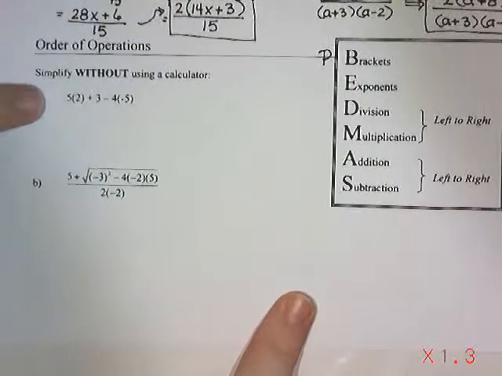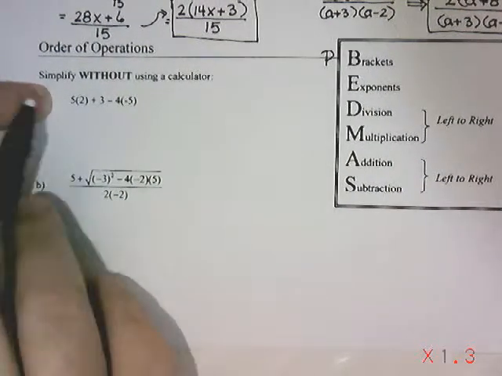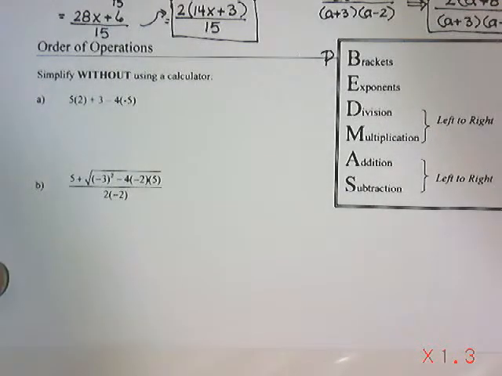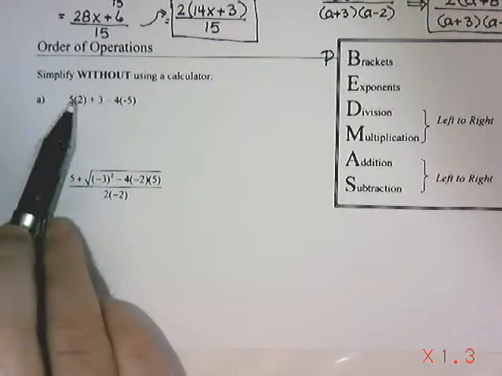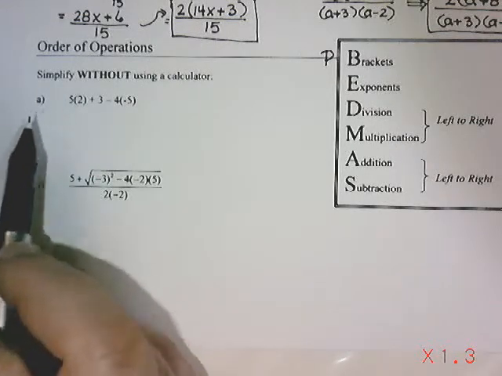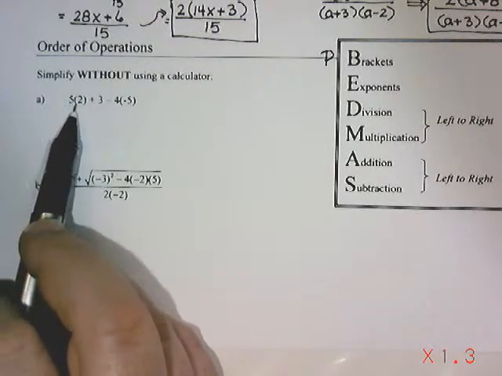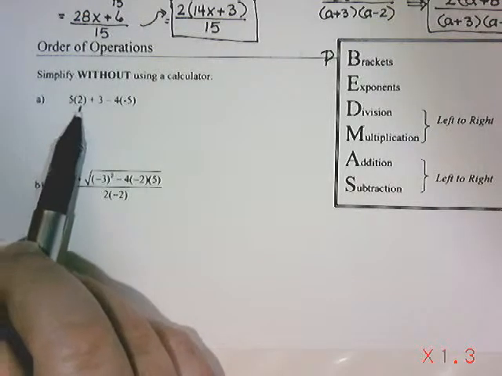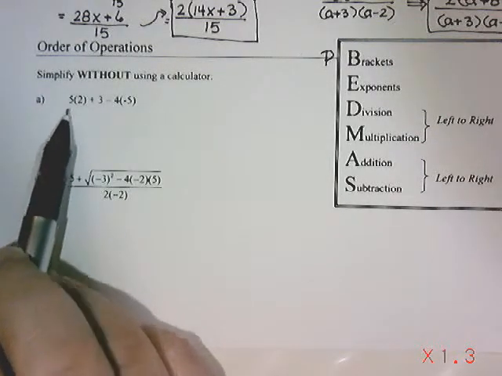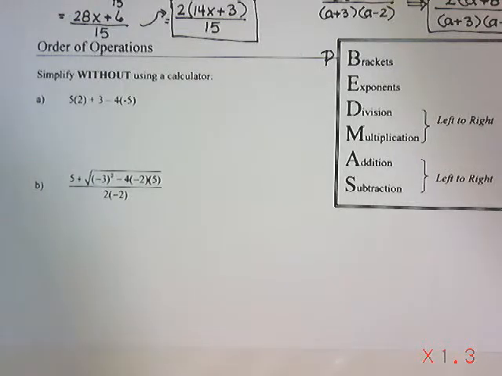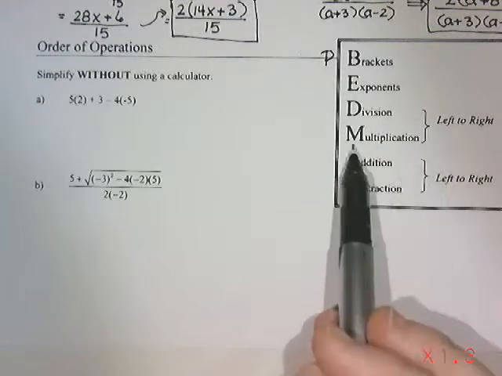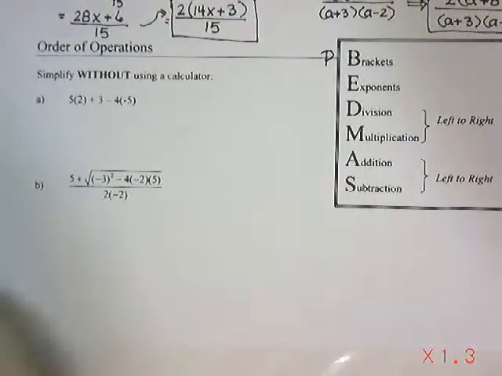So my first question here, we have 5 times 2 plus 3 minus 4 times negative 5. So brackets, I do have brackets, but in this case, there's nothing to do inside. All that's inside here is a 2, right? It's not a calculation. The brackets are really there just to show multiplication. So these brackets don't really count as brackets. I don't have any exponents, no division, but I do have multiplication. So I'm going to work it from left to right.